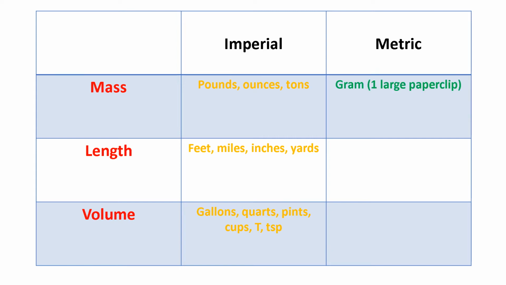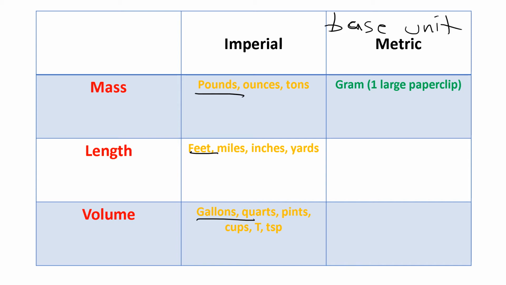When we look at these 3, mass, length, and volume, using the metric system, we see that they operate around a base unit. This is not a concept that we have in the imperial system. The closest we could come to a base unit in the imperial system would be something like pounds and feet and gallons. That's sort of your go-to measurement in the imperial system.